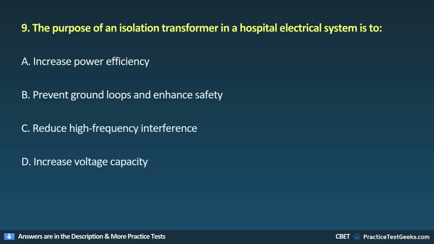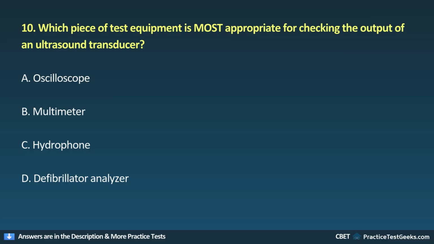9. The purpose of an isolation transformer in a hospital electrical system is to A. Increase power efficiency. B. Prevent ground loops and enhance safety. C. Reduce high-frequency interference. D. Increase voltage capacity.